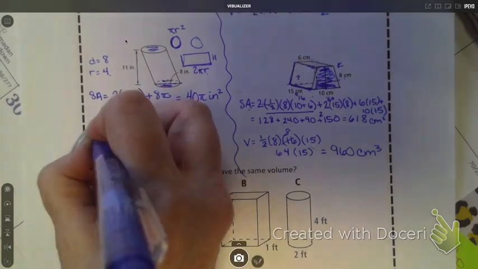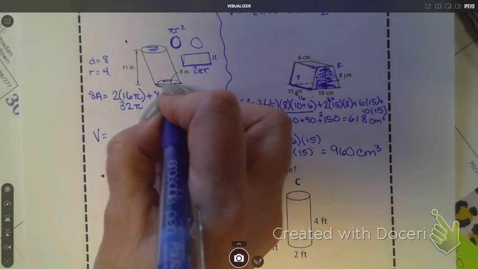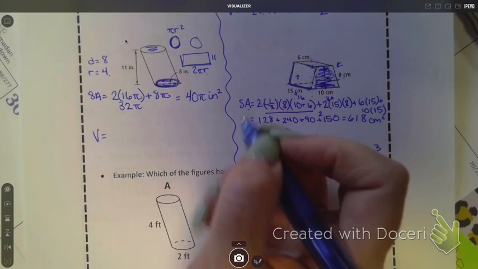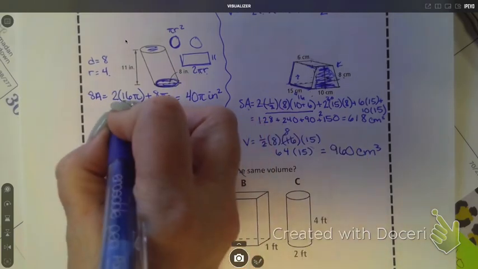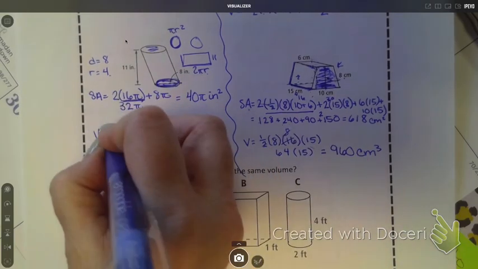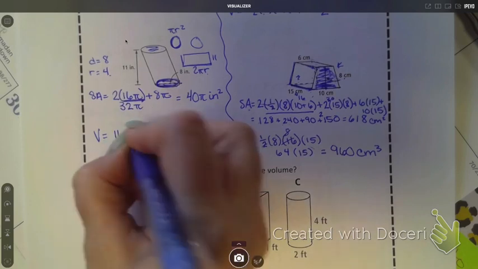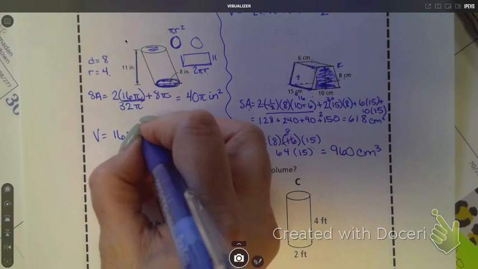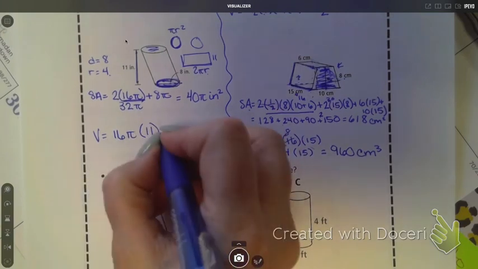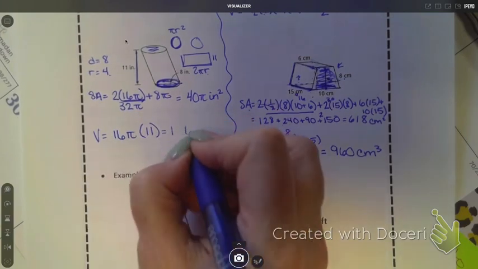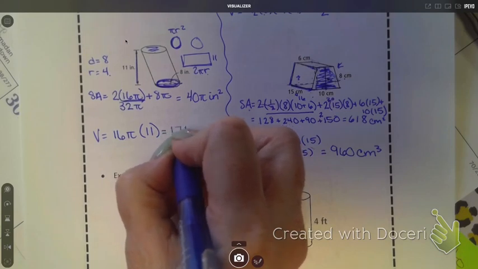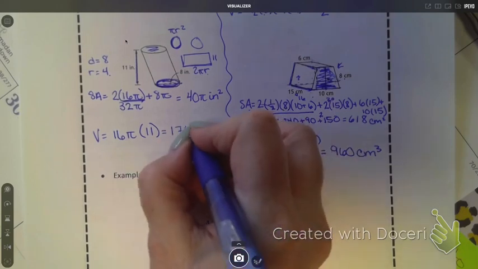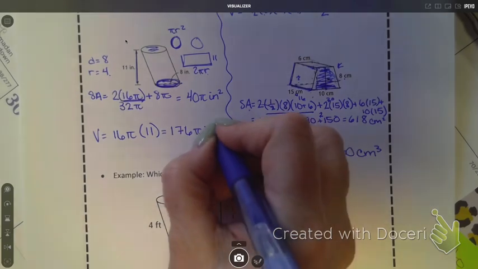So volume is the area of the base, which is the area of the circle. So it's right here, isn't it? 16 pi. And then times the height, which is 11. So remember, separate the 2, 1 and 6, and add them together. You get 176 pi inches.